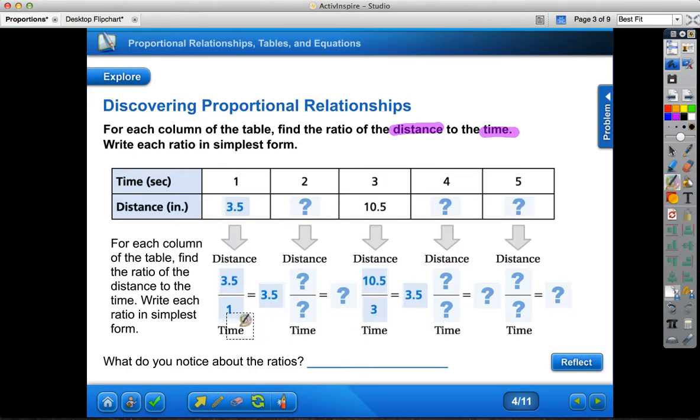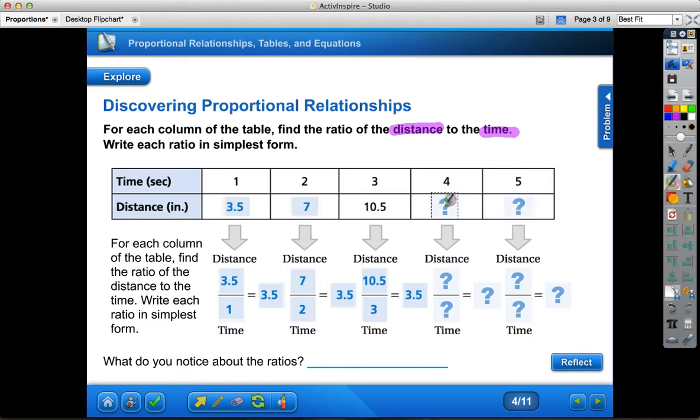Right now I can look at it and see that they are proportional, but let's continue to look at the other numbers. In 2 seconds, we want to figure out how far the tortoise went. If in 1 second he goes 3.5 inches, then in 2 seconds he should be able to go twice that far because it's twice as much time. I multiply that by 2 and I get 7 inches. So he goes 7 inches in 2 seconds. Again, that still gives us a breakdown of 3.5 inches in 1 second.